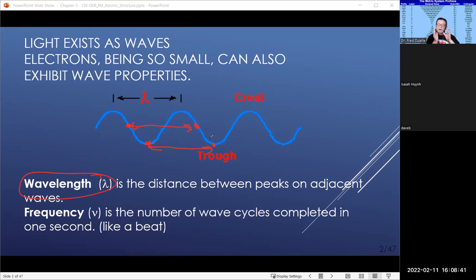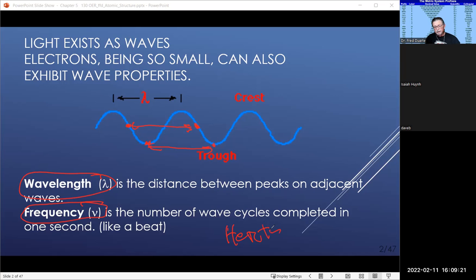Now, within a given time unit, which is normally a second, if we are able to measure how many waves occur within that time unit, we have what is called a frequency. And that symbol looks like a fancy V, and it is called the frequency, and that is how many of these wavelengths occur within a given time, which is normally 1 second.